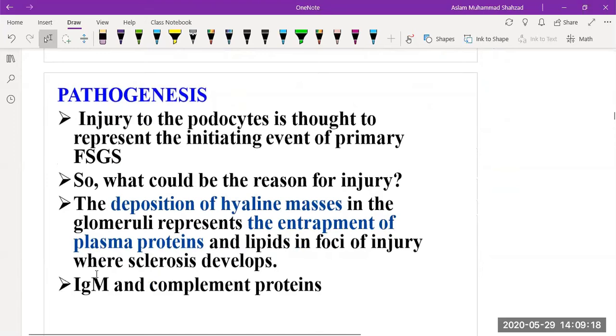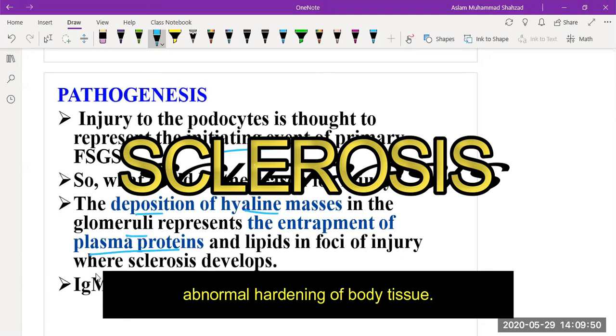The pathogenesis is actually that the injury to the podocytes is thought to be the initiating event. So what could be the reason? Because of the deposition of hyaline masses in the glomeruli or entrapment of plasma protein. So the main thing is that the plasma protein will get trapped inside the glomeruli, and then it appears as a hyaline mass, and obviously when the plasma protein is deposited, it can lead to the injury where sclerosis develops.